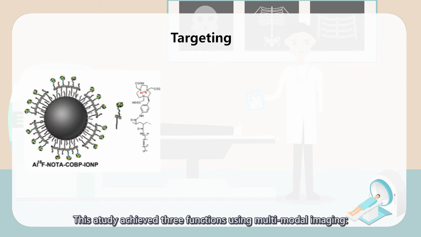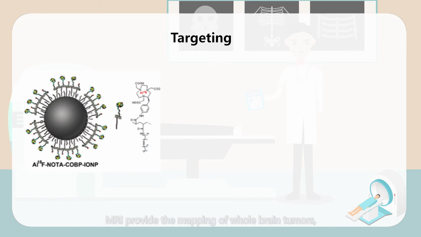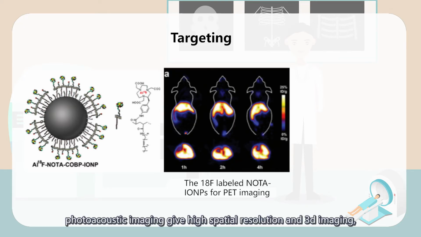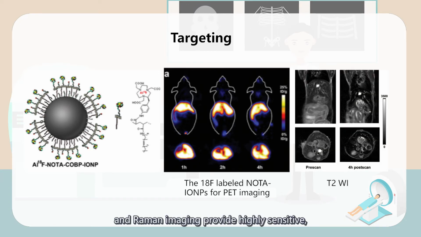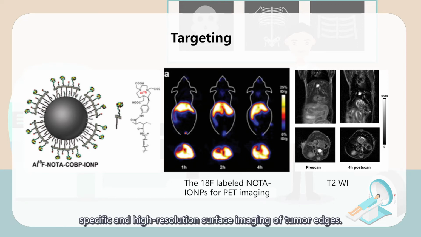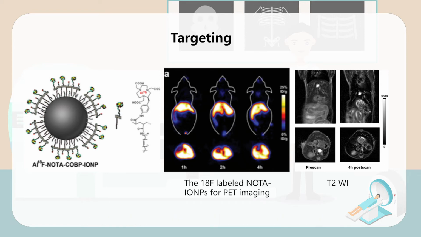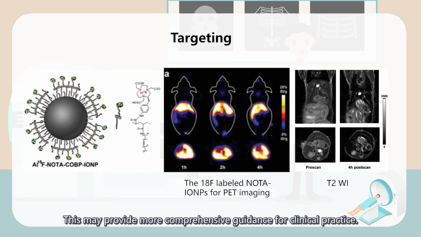This study achieves three functions using multimodal imaging. MRI provides the mapping of the whole brain tumor. Photoacoustic imaging gives high spatial resolution and 3D imaging, and Raman imaging provides high-sensitivity, specific, and high-resolution surface imaging of the tumor edge. Using this method, accurate and precise diagnosis was obtained. This may provide more comprehensive guidance for clinical practice.